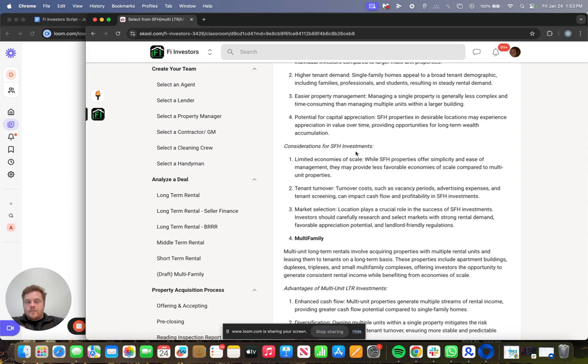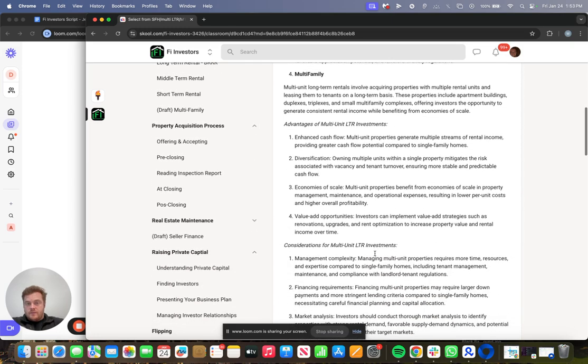Other things to think about is there's limited economies of scale. You can think one tenant if you're renting it out by the house, one tenant, one roof, etc. Tenant turnover: if you have one tenant in there and they leave, you have no source of income. And then of course the market selection. So you want to make sure that you're in a good market that you're comfortable with, that you're not overpaying for the asset, the tenant demand, etc.